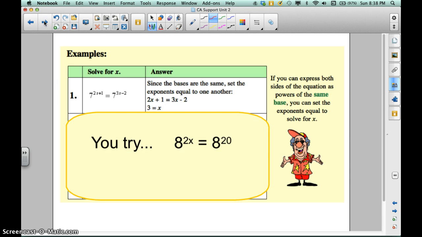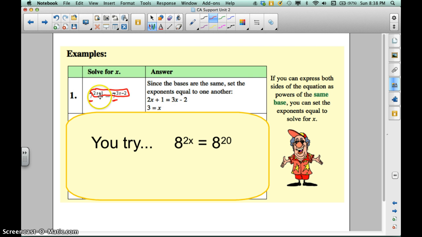So let's look at the example on this screen. First, the pre-typed one: 7 to the power of 2x plus 1 is equal to 7 to the power of 3x minus 2. Since the bases are the same, notice the base is 7 in both cases, then we set the exponents equal to each other. And again, I like to box them in just so that I focus on them.